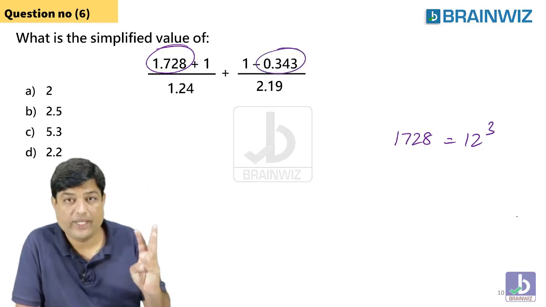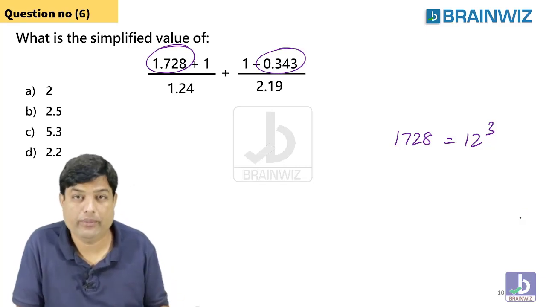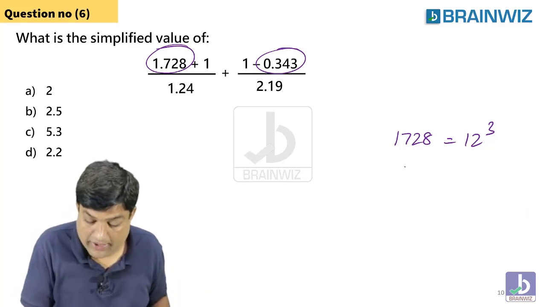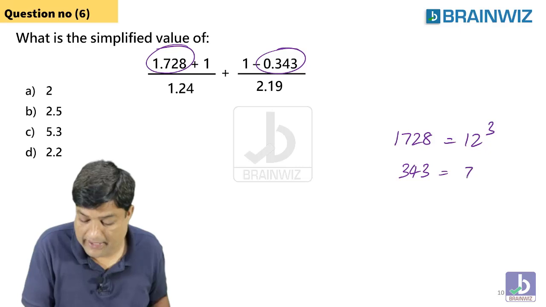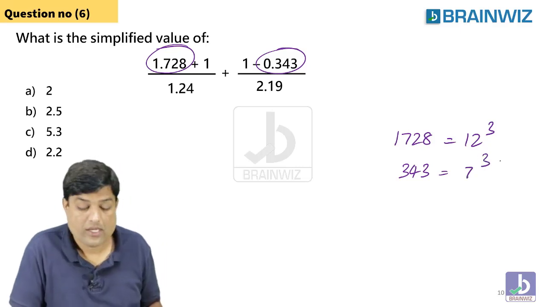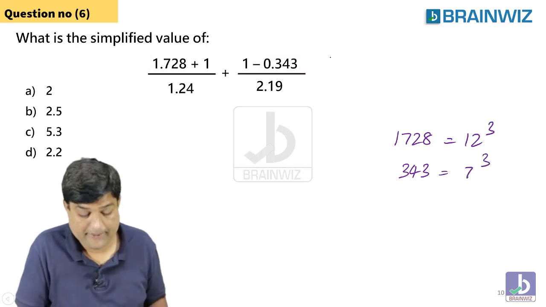Guys, in competitive exams, squares, cubes, all these things are mandatory to remember. Is everyone understanding? Chaliye. So what is this 343? It can be taken as 7 cube. So let's try to check it out, guys, here.